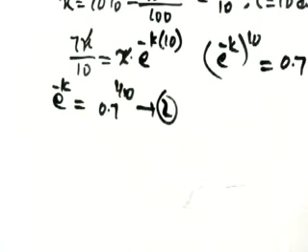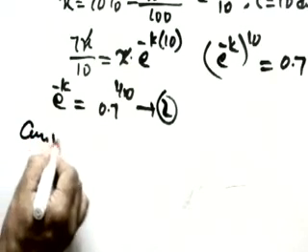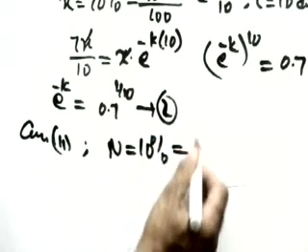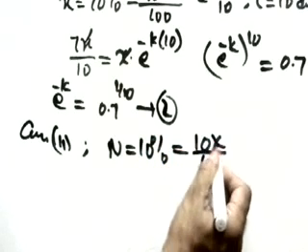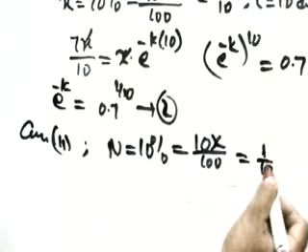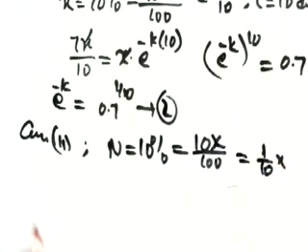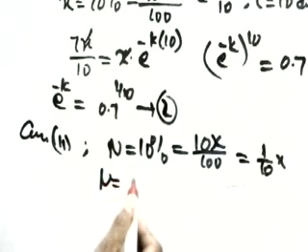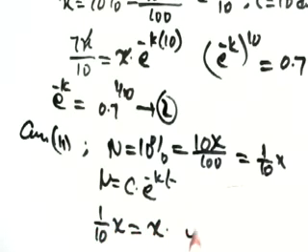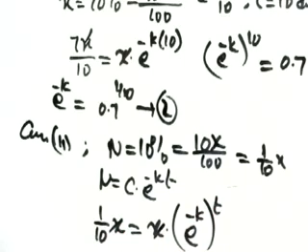How long will it take for 90% to disappear? So case 3 is, how much is left? 90% disappears means the amount left will be 10%. So this will be 10 into x by 100, because x is the initial amount. So we can write this as 1 by 10 x. Now let's substitute n equals c into e power minus kt. Now n we have 1 by 10 x, c we have x into e power minus k, whole power t.